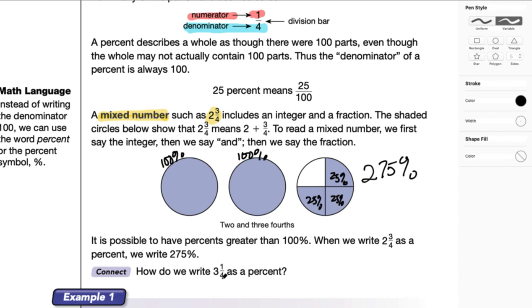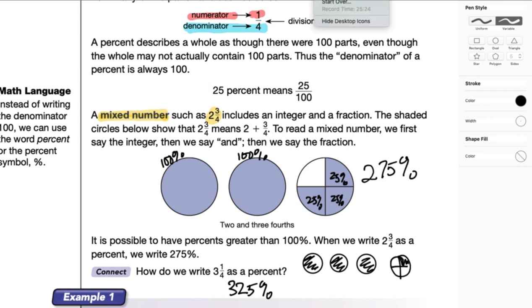So now the question is, how do you think we would write 3 and 1/4 as a percent? So remember, we'd have 3 wholes, and then 1/4. That one didn't make it to circle hood, but that's okay. So we'd be looking at this situation that I'm shading in. So 100, 100, 125, 325% is what we'd be looking at.